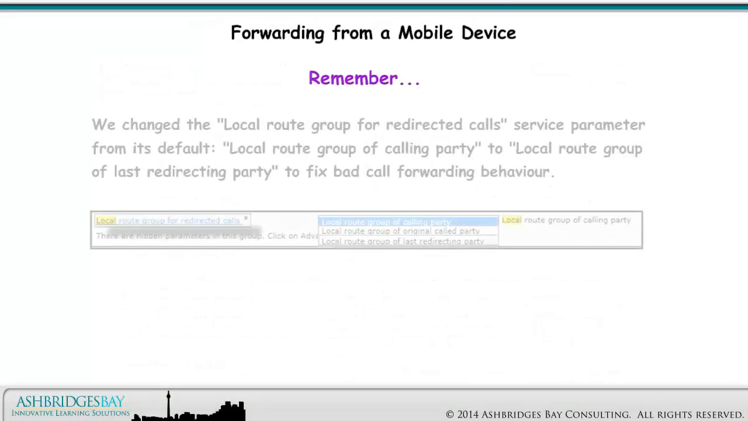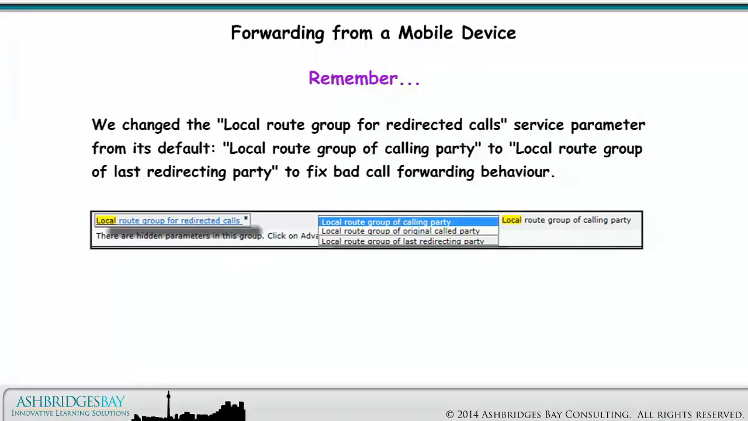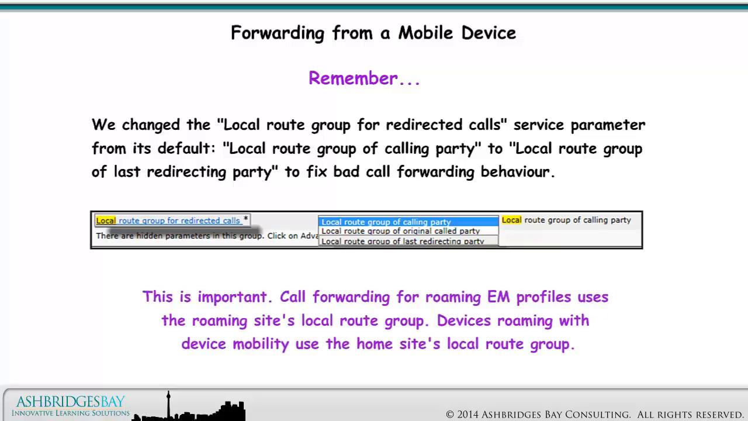And remember, we changed the local route group for redirected calls service parameter from its default, local route group of calling party, to local route group of last redirecting party to fix bad call forwarding behavior. This is important. Call forwarding for roaming EM profiles uses the roaming site's local route group. Devices roaming with device mobility use the home site's local route group.